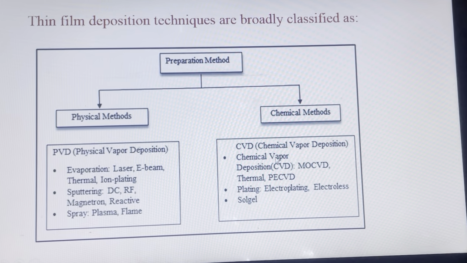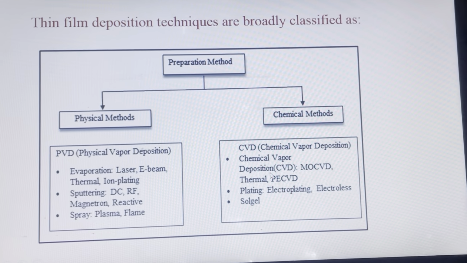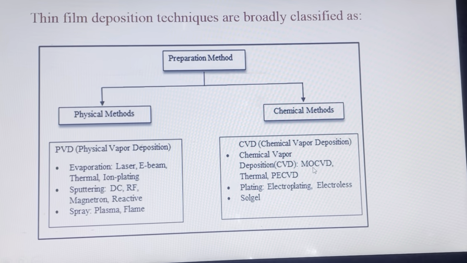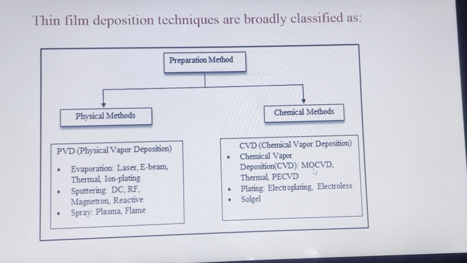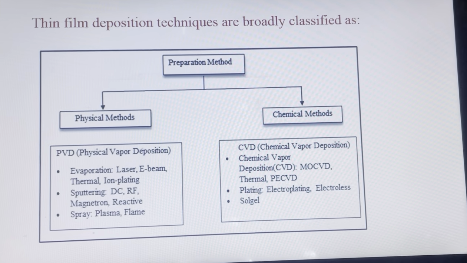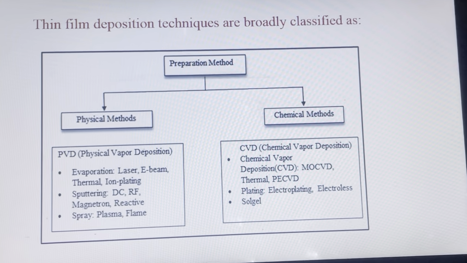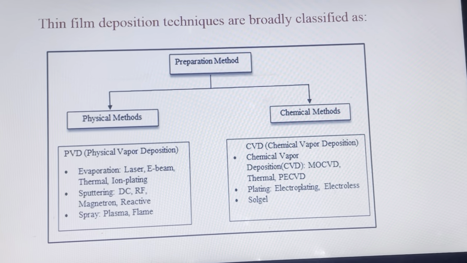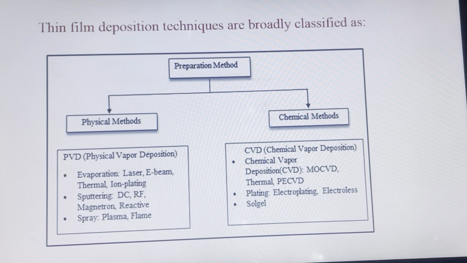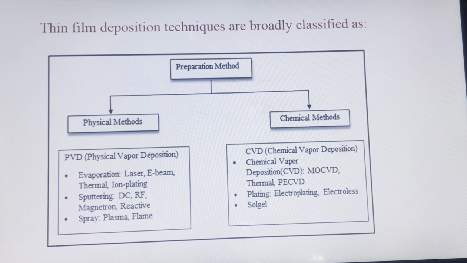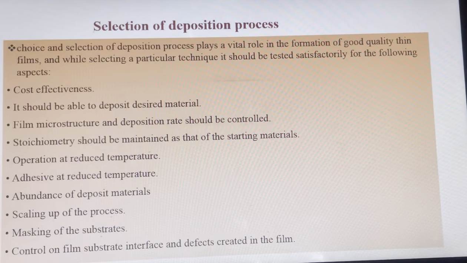In chemical vapor deposition it includes MOCVD, that is metal organic chemical vapor deposition, thermal chemical vapor deposition, and PECVD, that is plasma enhanced chemical vapor deposition. Plating involves electroplating, electroless plating, and sol gel.